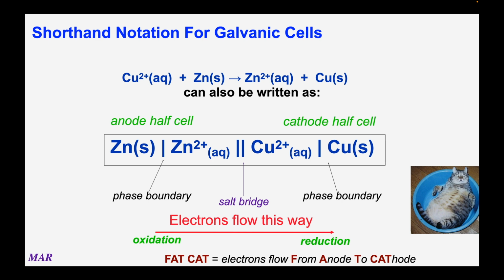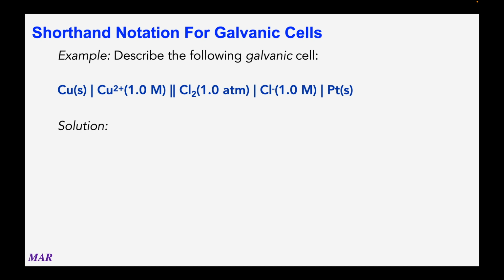But anyway, fat cat can help you learn this stuff too. So let's describe this reaction using our knowledge of what shorthand notation is all about. And you can see there's copper and copper 2 plus on the far left. And then starting in the middle and going to the right, you've got chlorine, Cl2, going to chloride. And there's also platinum solid on the far right. So let's make sense of all of this.